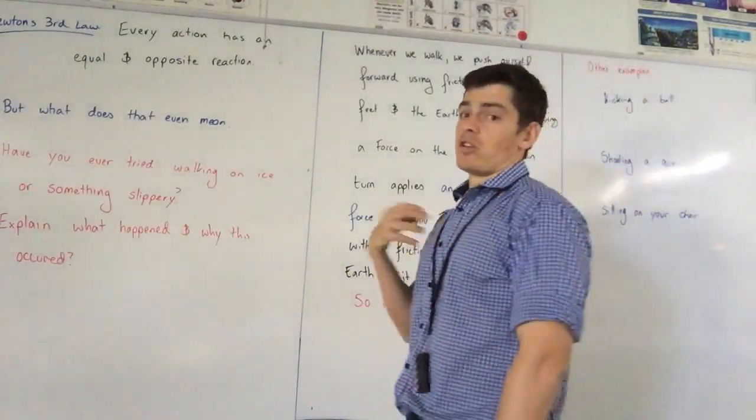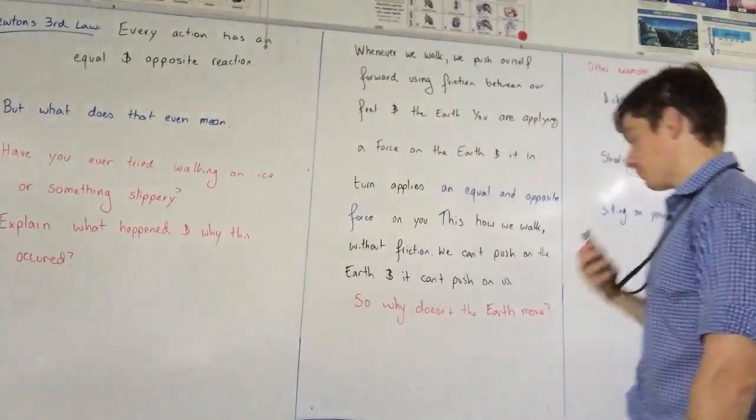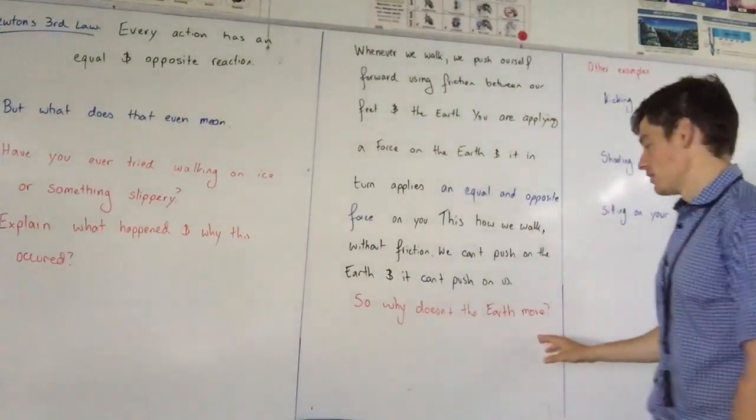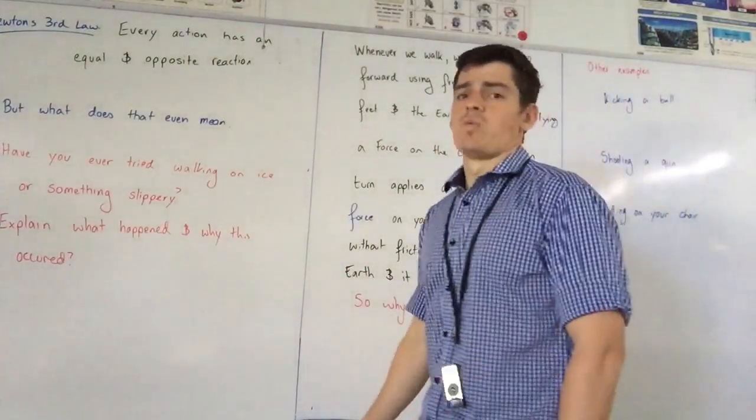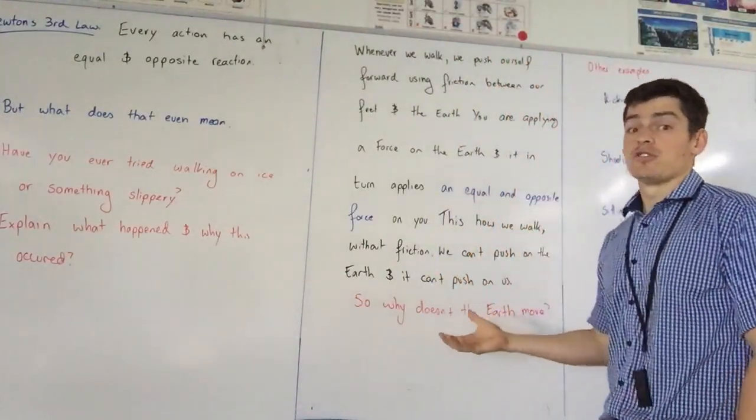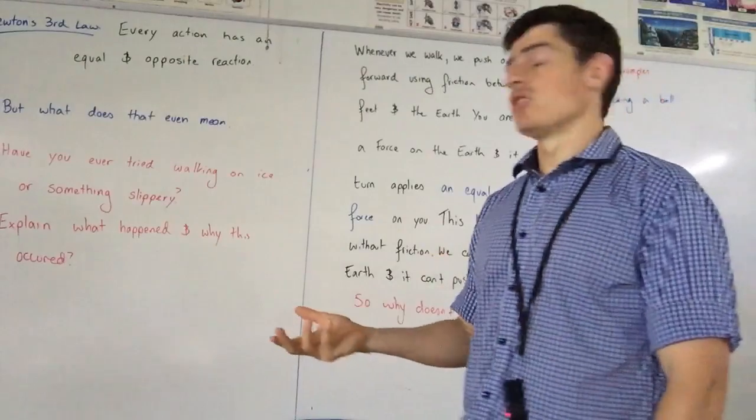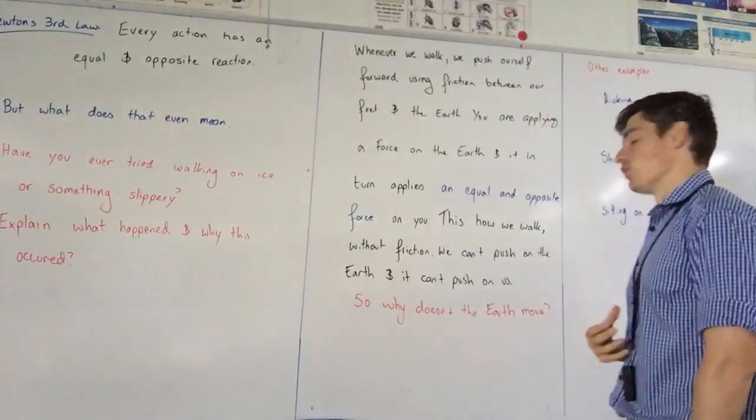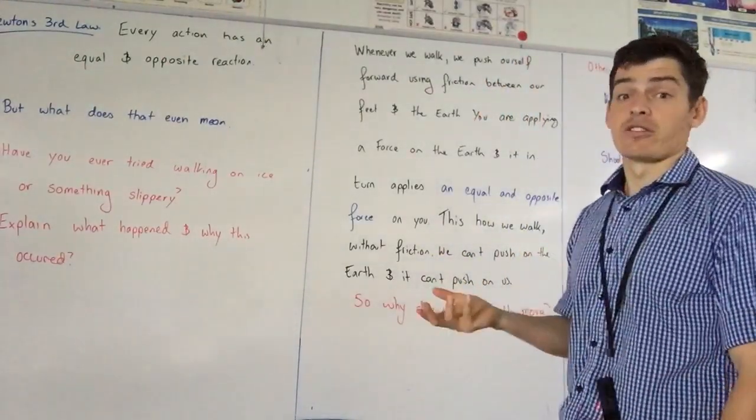We push on the earth, and the earth pushes back on us. So on this question, why doesn't the earth move? Because if we're applying a force to the earth, Newton's second law says F equals ma. Surely, if we're applying a force to the earth, shouldn't the earth receive some acceleration?